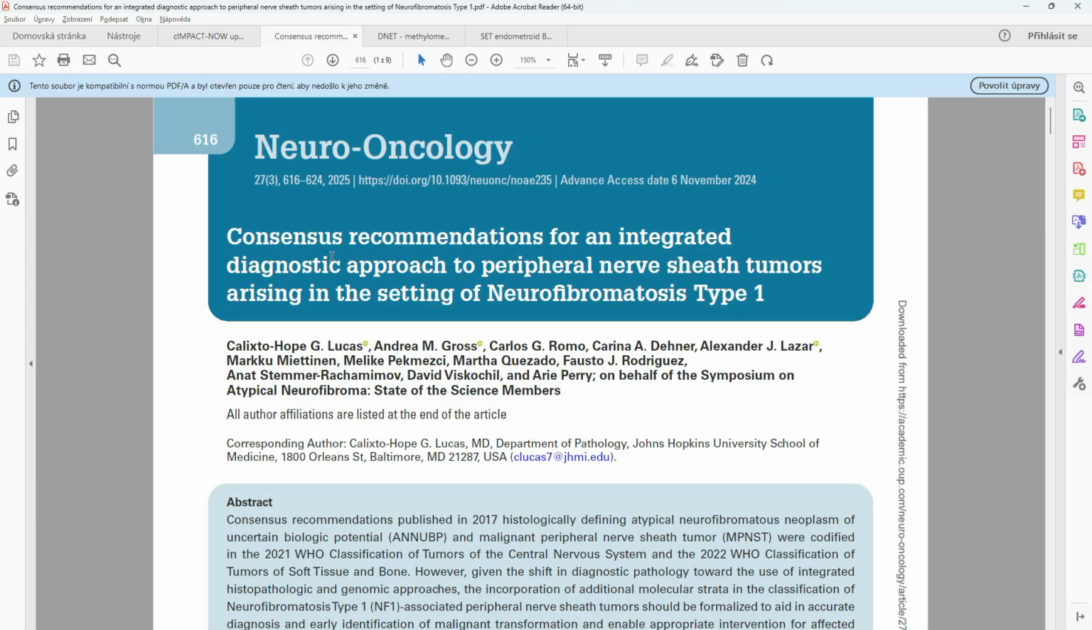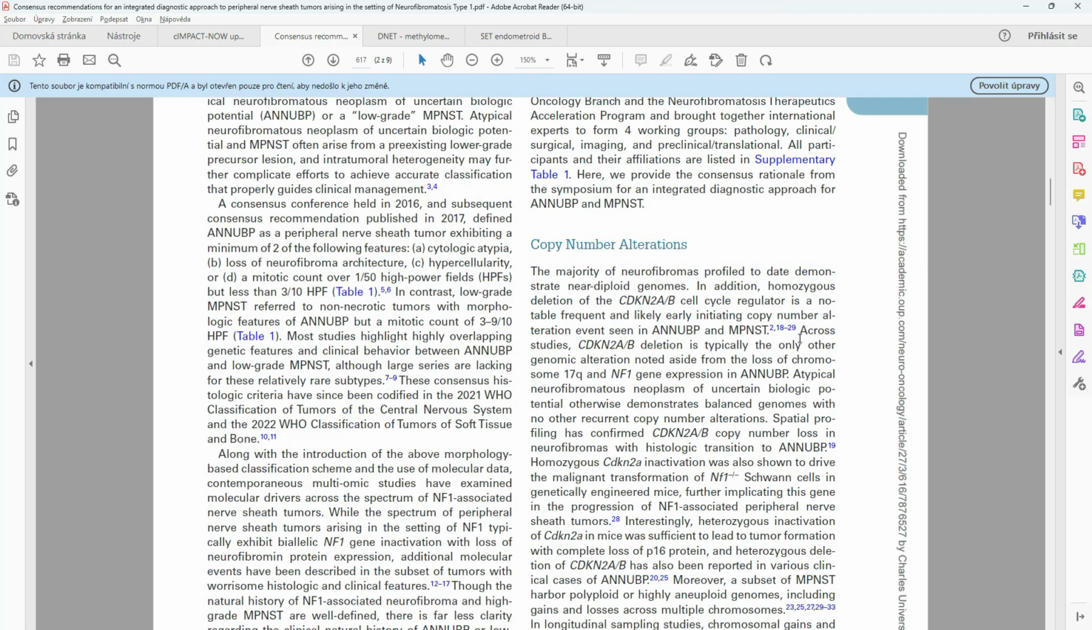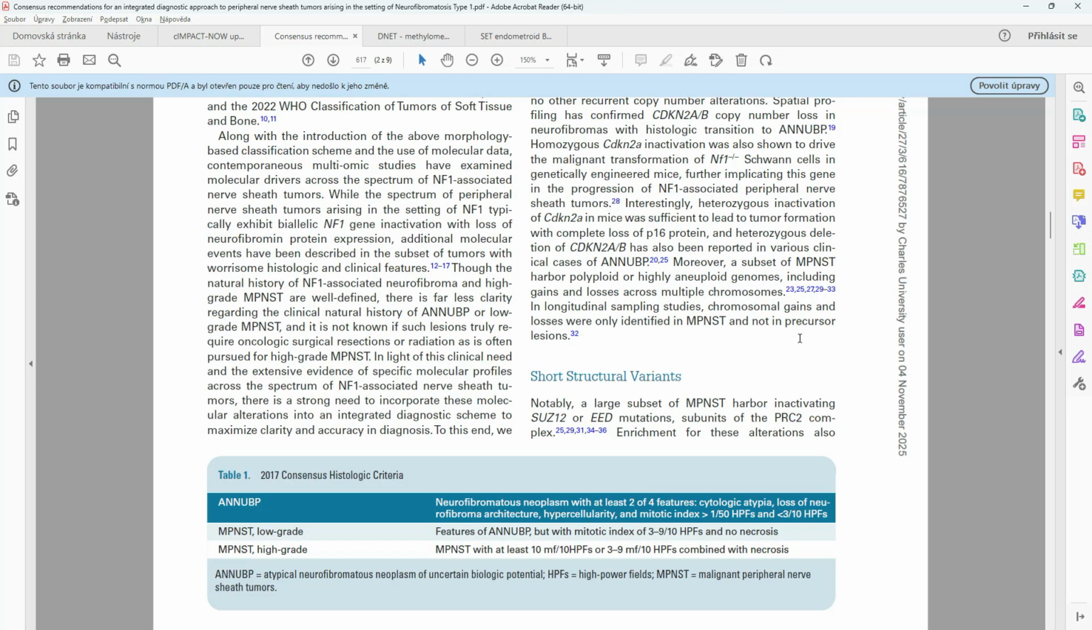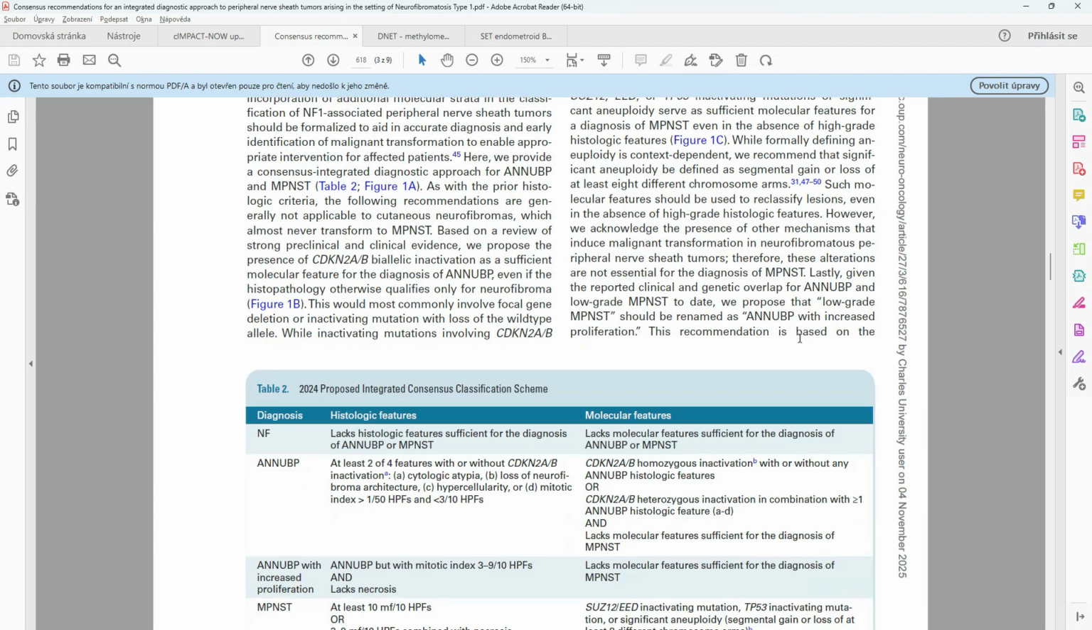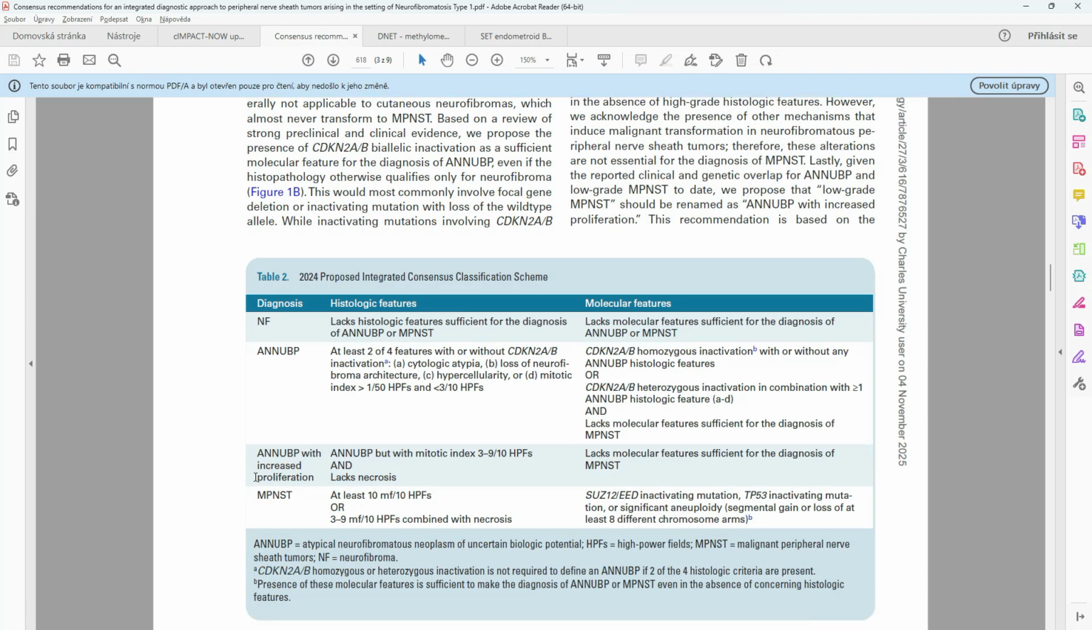And there is quite a new paper out there on peripheral nerve sheath tumors arising in the setting of NF1 syndrome. There are some updates on these tumors. Importantly, the category of so-called low-grade MPNST was abandoned, and instead we have atypical neurofibromatous neoplasm of uncertain biologic potential with increased proliferation.